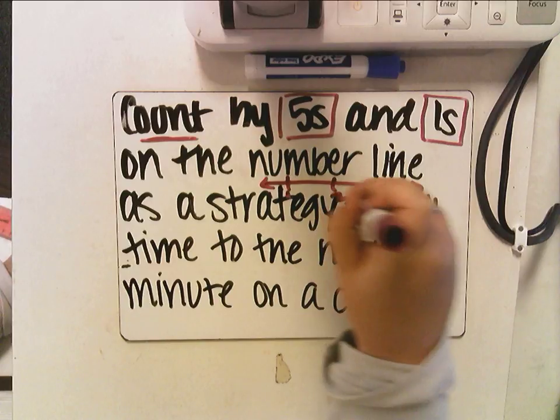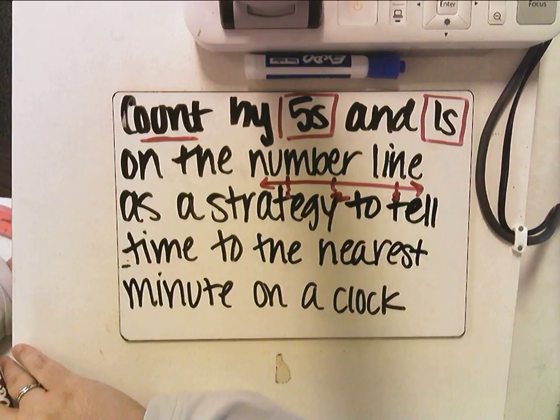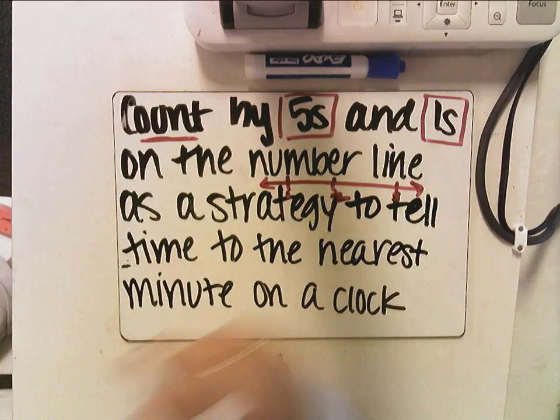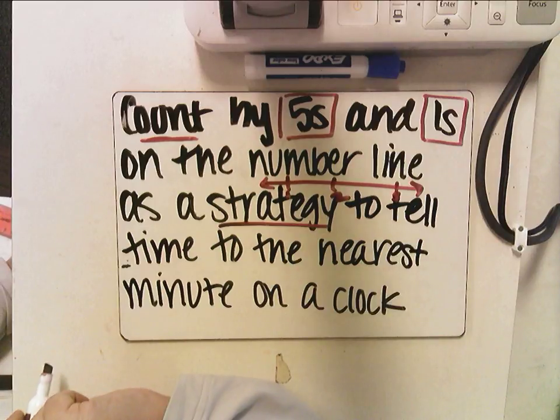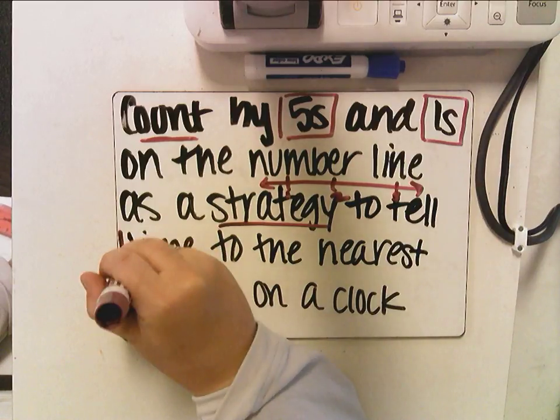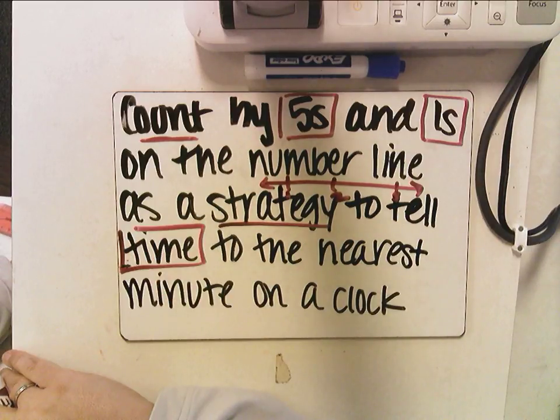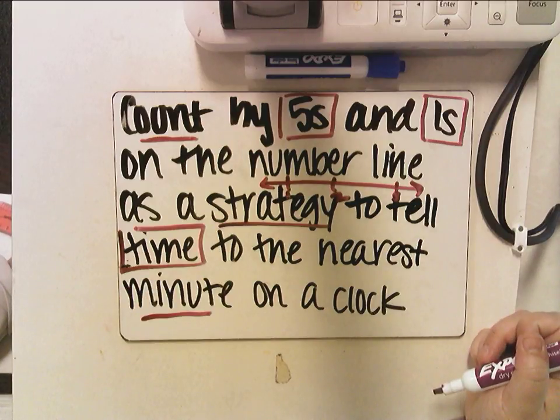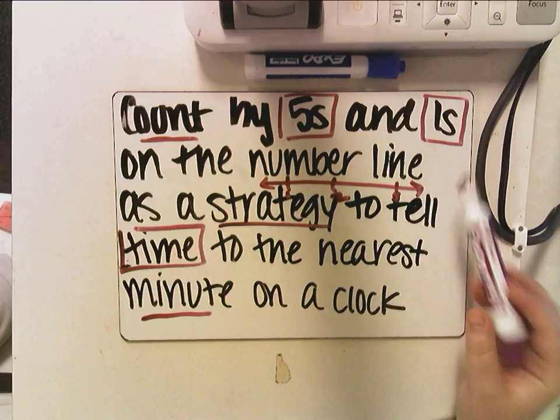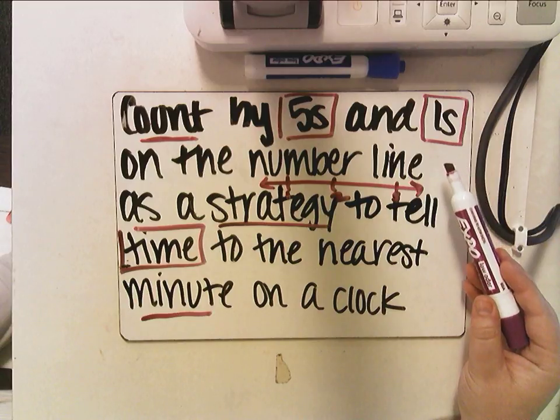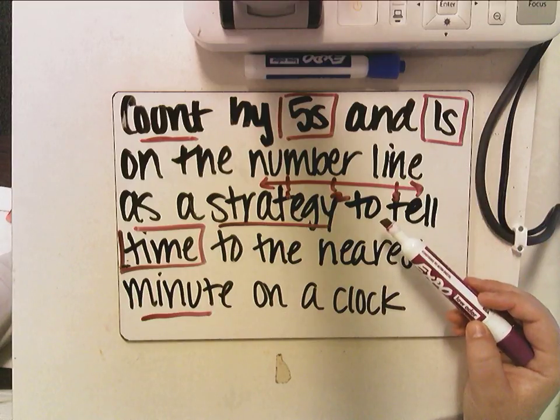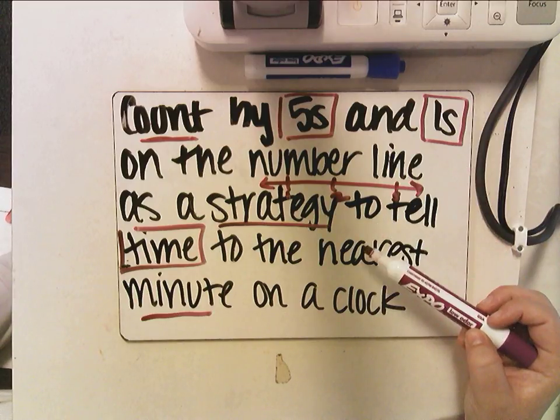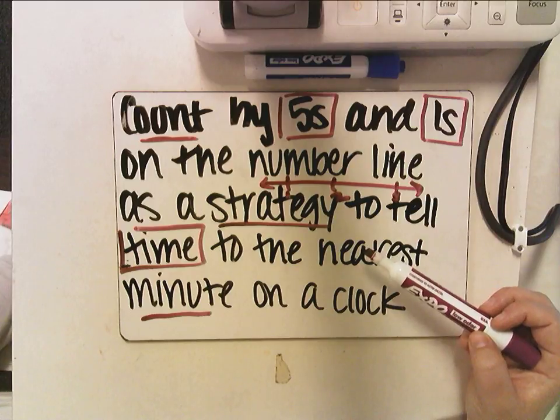Maybe I'll have 1, 2, and 3 here. So it's like on a number line as a strategy, just another way to tell time. Well, that's kind of important to know what we're doing all this for. So it looks like we're doing all this to learn how to tell time to the nearest minute on a clock. So we're going to be counting by fives and by ones on the number line as a strategy to tell time to the nearest minute on a clock.